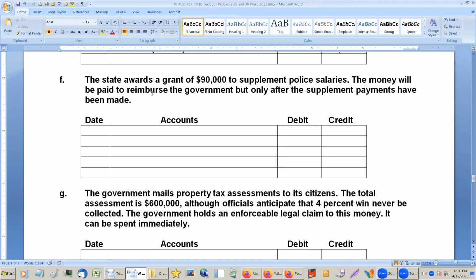Okay, the state awards a grant of $90,000 to supplement police salaries. Money will be paid to reimburse the government, but only after the supplement payments have been made. Okay, this is a kind of weird one. Would it be due from state, 90,000 and then unearned rev? Yeah.